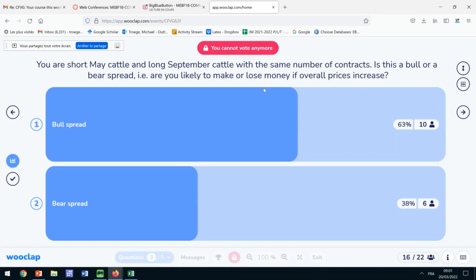So if prices go down, the slope will increase, so we make money. So it's a bear spread. It's a position that is in principle hedged against price changes, but because price changes are normally accompanied by slope changes. But that depends on the commodity. In some commodities, the slope goes up if prices go up. These are the full carry ones. And in other commodities, the slope goes down if prices go up.